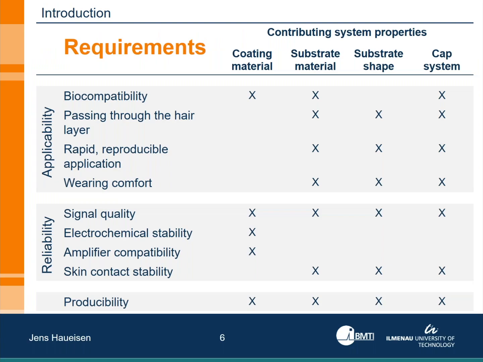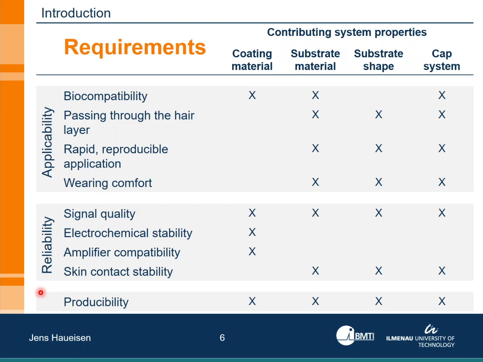We will have a closer look at some of the basic requirements for such dry electrodes. We have grouped these requirements here in three main groups, which are the applicability, the reliability, and the producibility. And those include several subtopics, and we will touch in the talk a few of these subtopics.